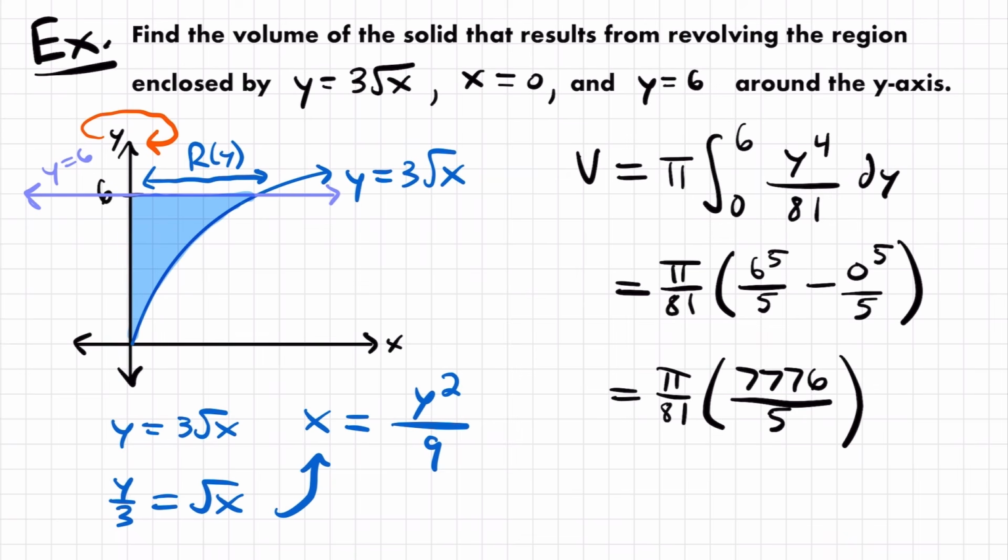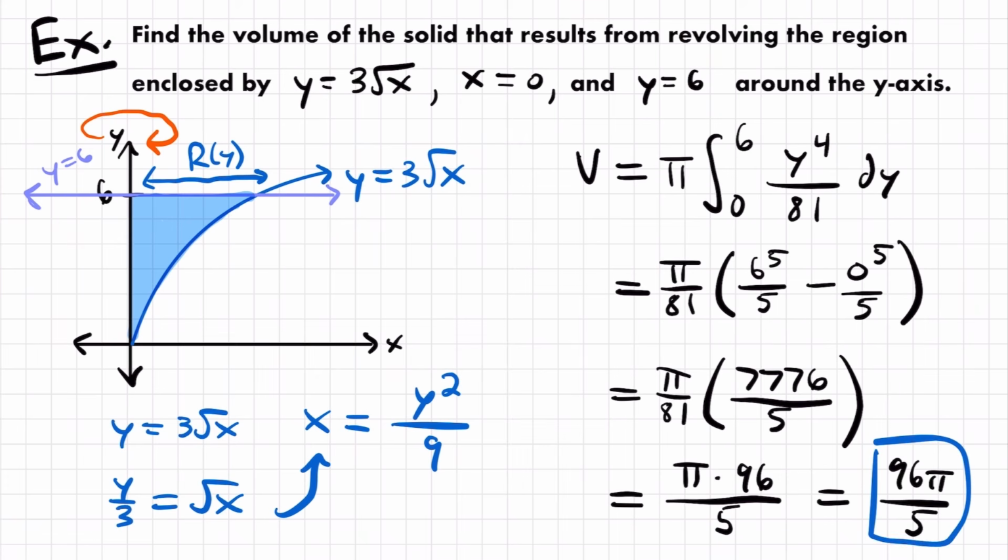And then we can simplify by multiplying pi divided by 81 by this fraction. And if you divide 7,776 by 81, that will give you 96. And so this will be equal to pi times 96 divided by 5. And so our final answer is that the volume is equal to 96 pi divided by 5. And that will be the volume of the solid of revolution formed by revolving this shaded region around the y-axis.